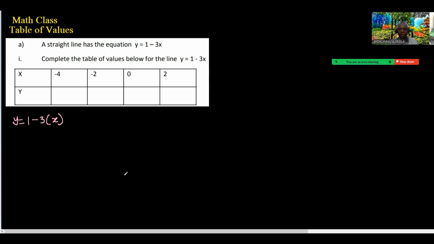I said, what is the first value of x on the table? -4. If you're talking, please speak up so I can hear you. -4. Then this is going to be -4 replacing x, okay? So what am I going to write in this space?